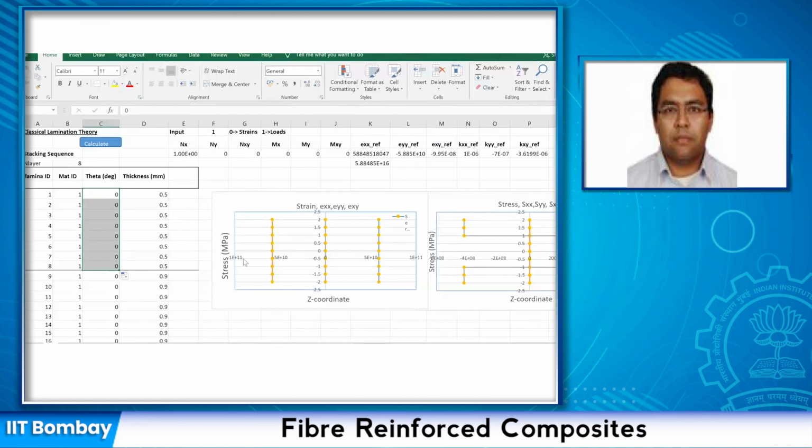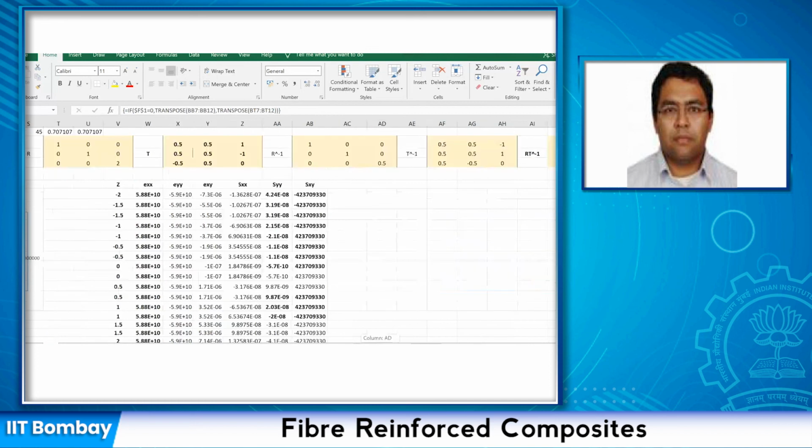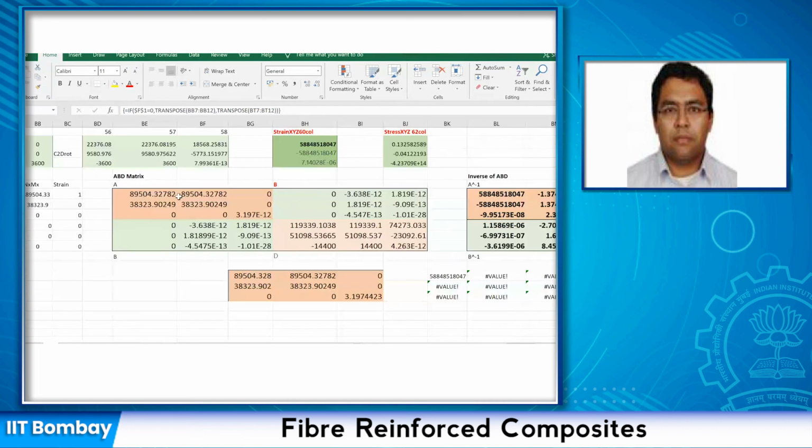So now you see that I put Nx of 1, and I'm only getting epsilon xx. I'm just giving some numbers which are maybe too large, but the point is you will get only epsilon xx. But let's look at the A, B, D matrices. So this is my A matrix, this is B matrix, this is D matrix. My A matrix terms are all nonzero, and B matrix terms are all 0.